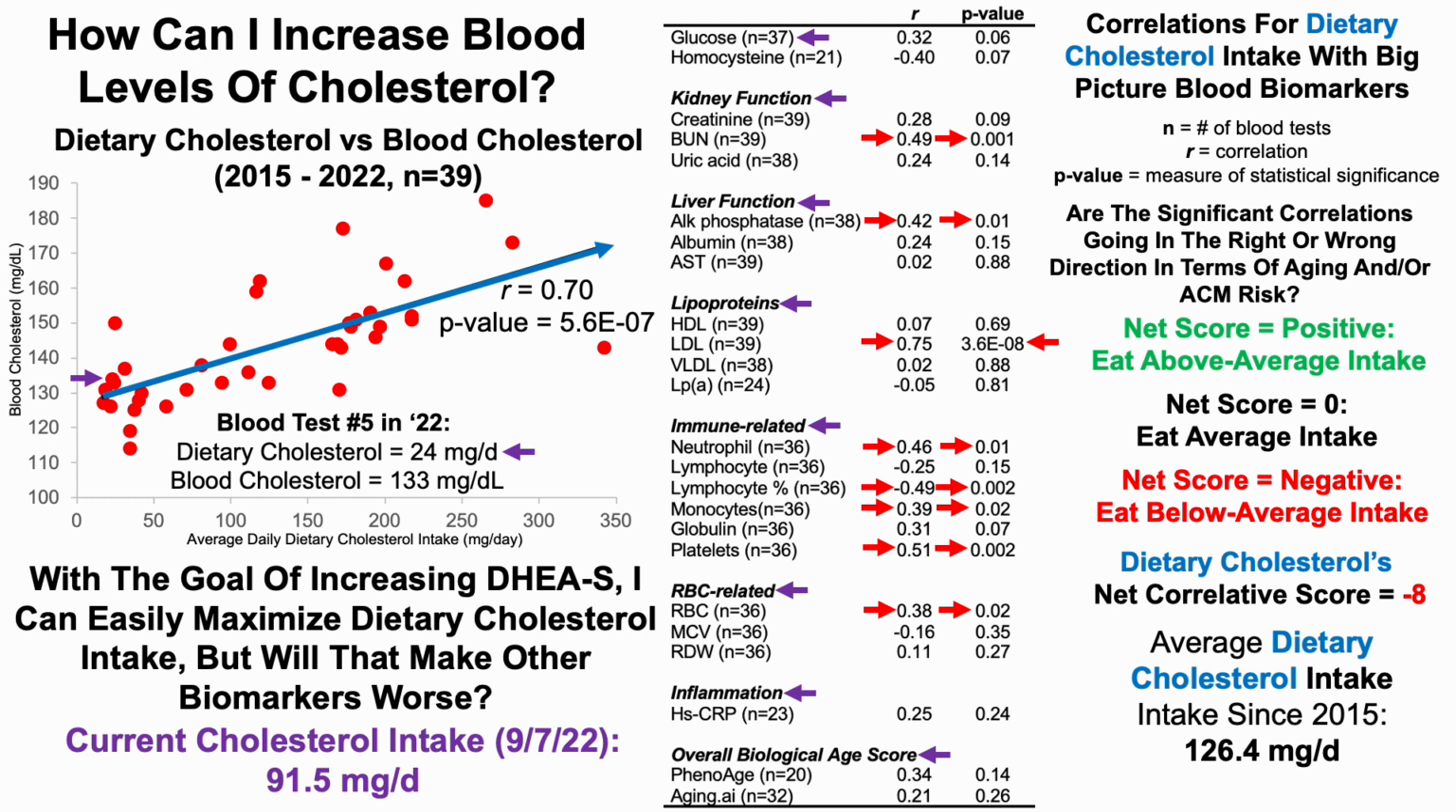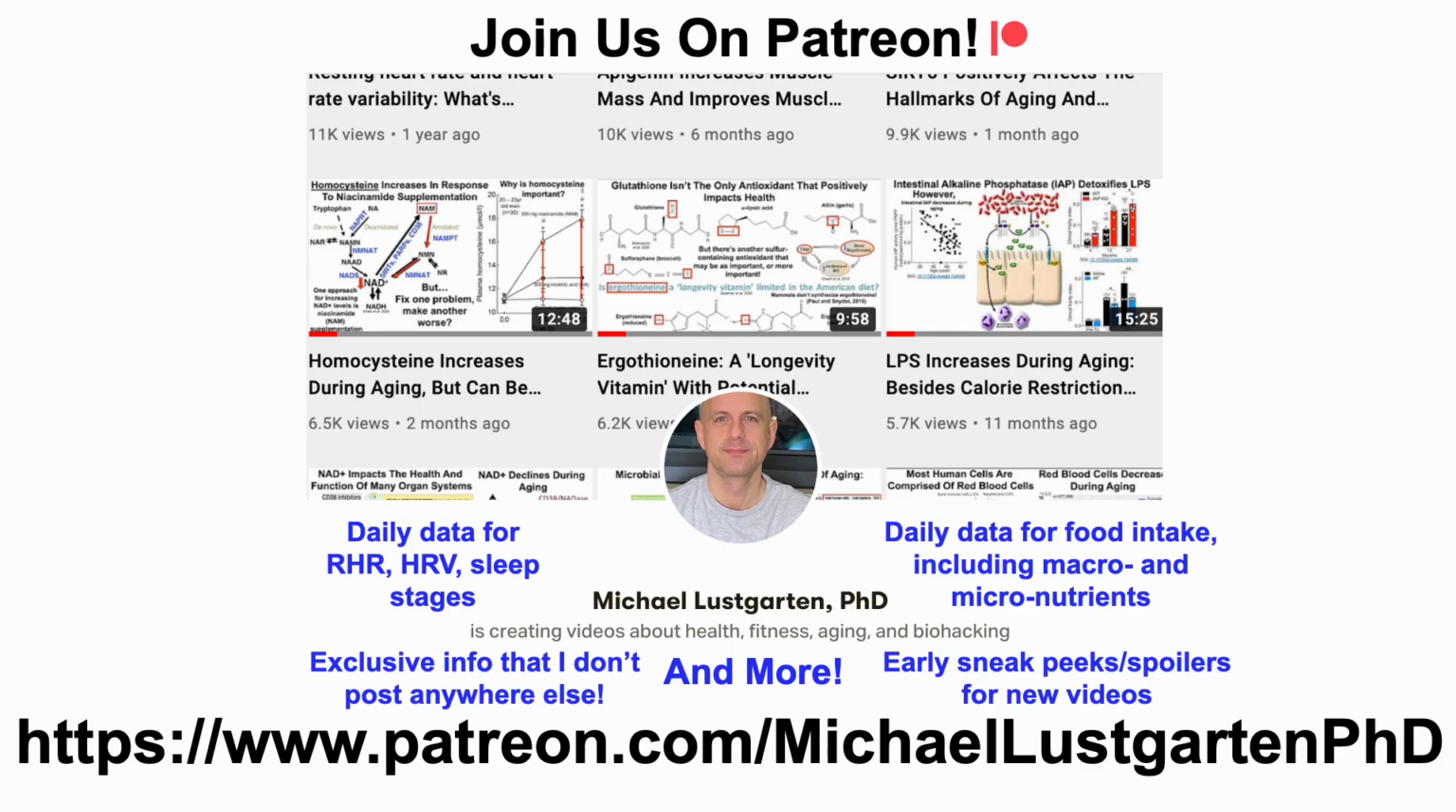I've done that by adding a couple of eggs per week while still sticking to the macros and micros that have resulted in this biological age profile that is somewhere in the 15 to 20 year younger range when using Levine's and aging.ai tests. So the big question is, can going from 24 to somewhere around 90 milligrams per day for dietary cholesterol increase DHEA sulfate but not mess up the other biomarkers? So stay tuned for that in future videos. We'll address that data. All right, that's all for now.